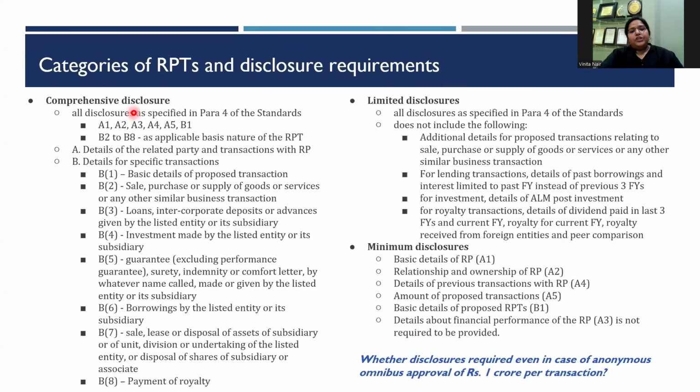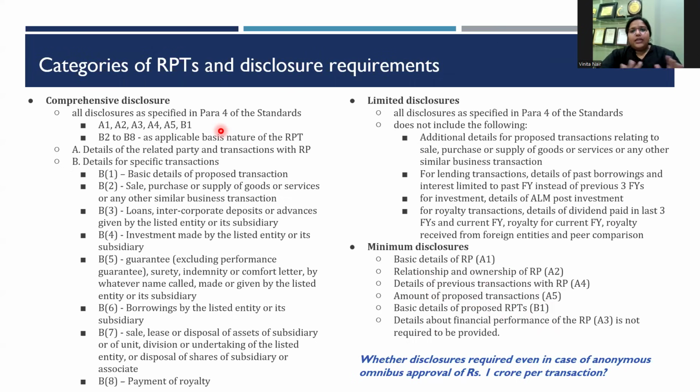So in para A, you provide basic details of related parties. You talk about the relationship and ownership of the related party. What are the previous transactions with the related party, and the financial performance: what was the turnover, net worth, PAT during the last 3 years and the current year, etc., in relation to the related party. You talk about what is the quantum of the proposed transactions. Then para B talks about specific details, first on the proposed RPT.